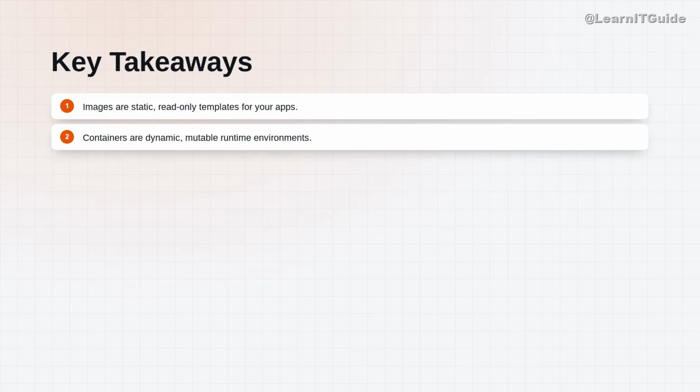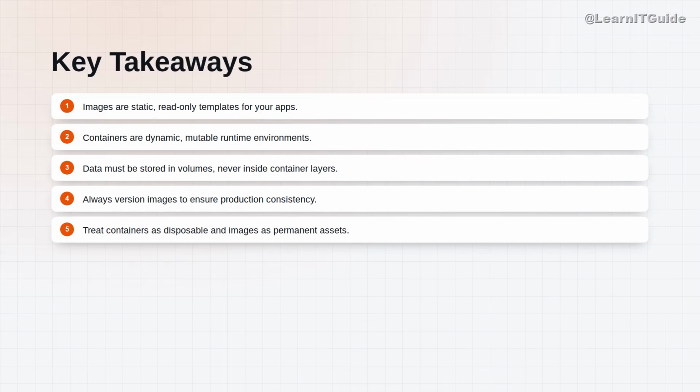Let us recap. Images are static, read-only templates for your apps. Containers are dynamic, mutable runtime environments. Data must be stored in volumes, never inside container layers. Always version images to ensure production consistency. And finally, treat containers as disposable and images as permanent assets. If you follow these 5 rules, you will have a much more stable infrastructure.